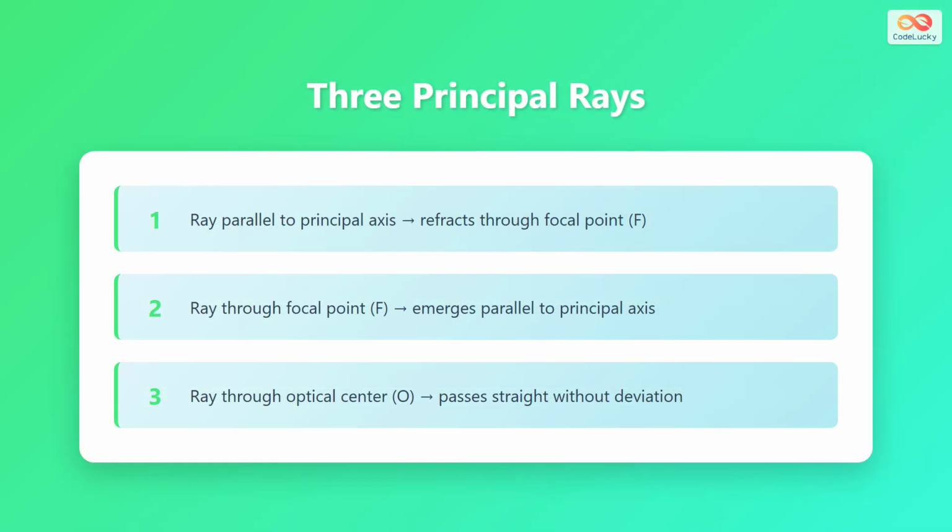To understand how images form, we use three principal rays. First, any ray parallel to the principal axis refracts through the lens and passes through the focal point F. Second, any ray passing through the focal point F on its way to the lens emerges parallel to the principal axis. Third, any ray passing through the optical center O continues straight without any deviation. These three rays help us predict exactly where and how an image will form.